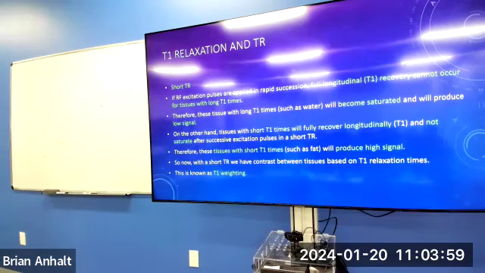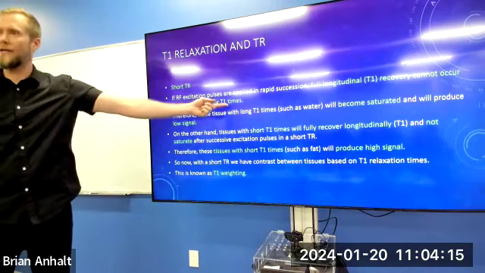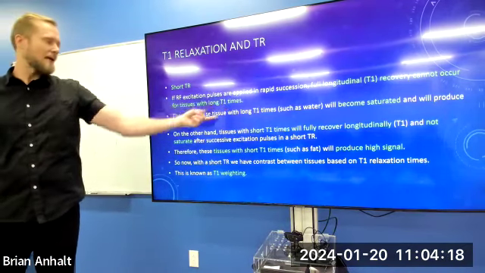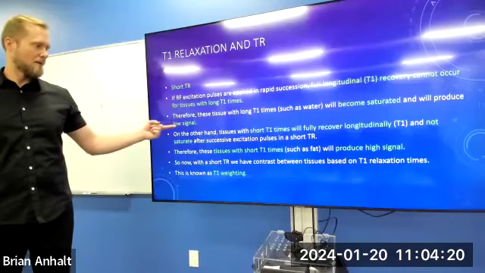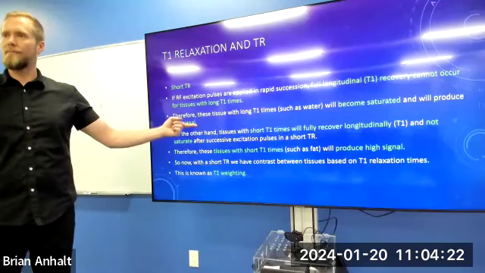So at a short period of time, first excitation pulse, zero longitudinal magnetization. We wait, some tissues recover quickly, others take a long time, we flip again. Tissues that took a long time to recover or have a long T1 time don't have a lot of magnetization to flip back into the transverse plane. And thus produce what? Low signal, right?